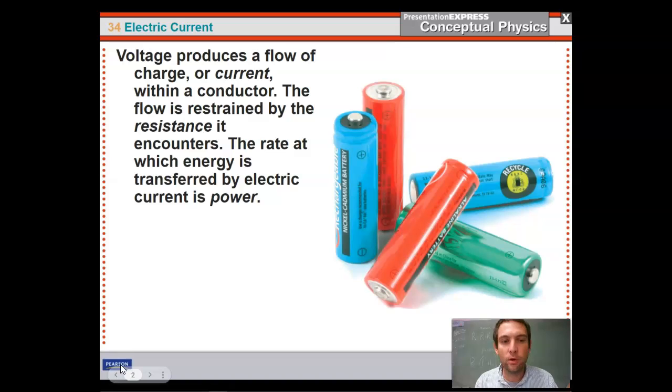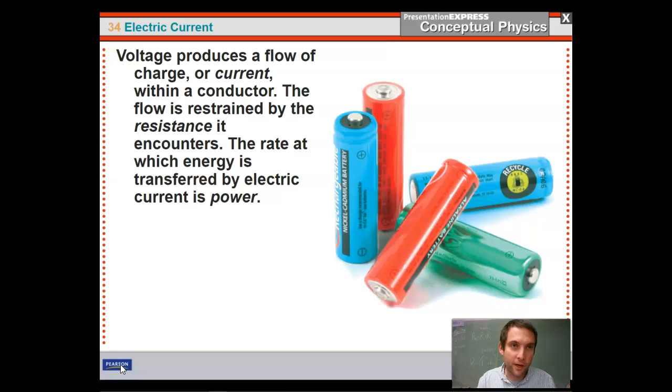Voltage produces a flow of charge, or current, within a conductor. The flow is slowed down by the resistance it encounters. So when charges go through a battery and they receive some extra energy, then they're going to give that energy to other things. Those other things that they give that energy to are called resistors. And that energy is given off in the form of heat, light, sound, whatever it is the resistor does.